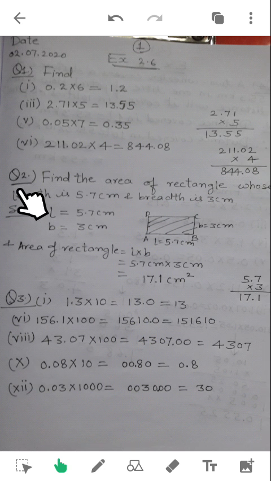After this we are coming to question number 2. Find the area of the rectangle whose length is 5.7 centimeter and breadth is 3 centimeter. It is already given. Length of the rectangle is 5.7 centimeter and breadth of the rectangle is 3 centimeter.